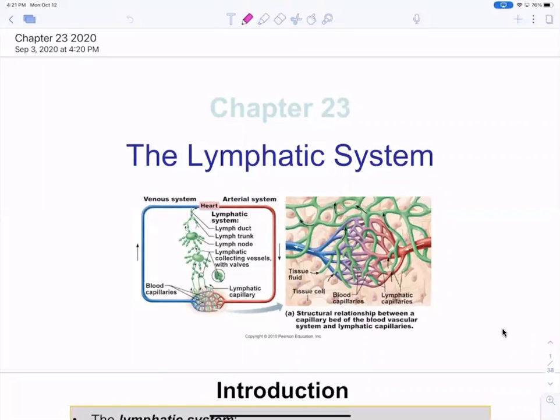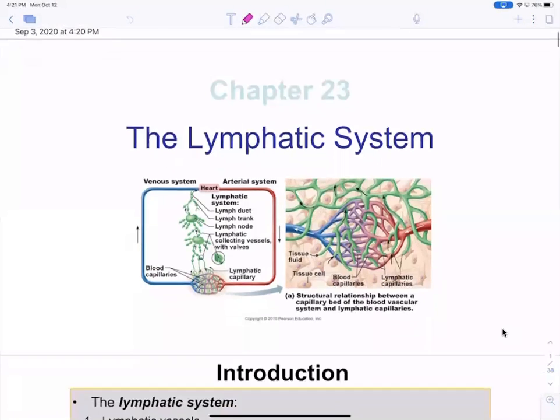Chapter 23, the lymphatic system. So we're getting down to the last couple of organ systems, and the lymphatic system might not be a well-known system, but it's certainly important in today's world. It is your immune system, and so it's really important to talk about and understand the lymphatic system.